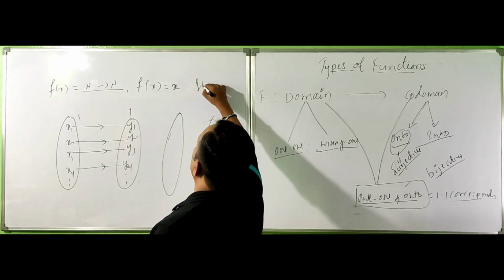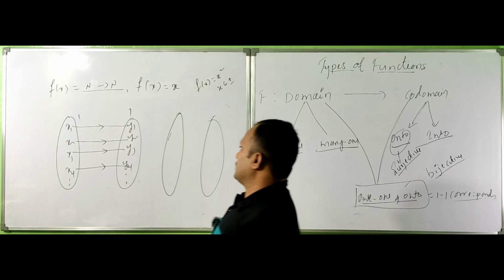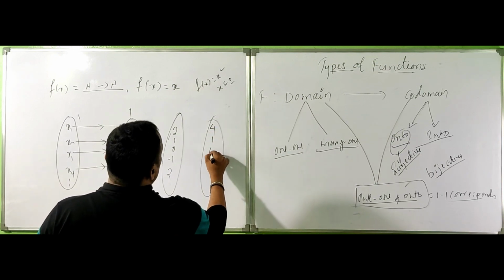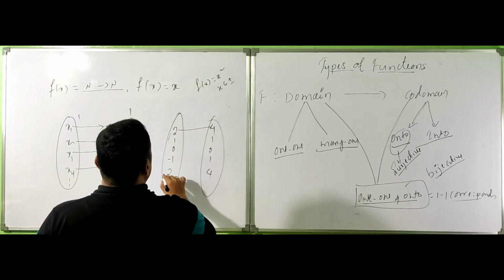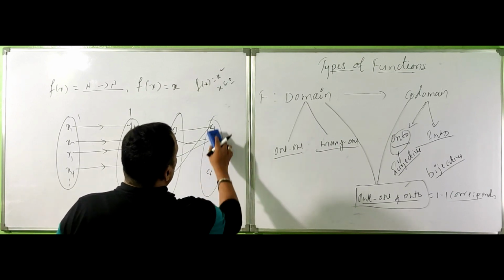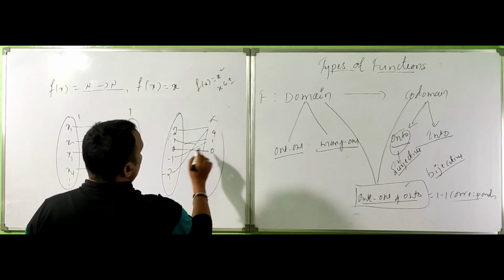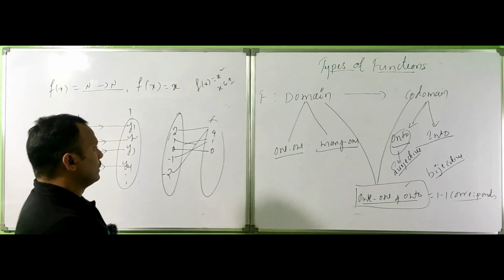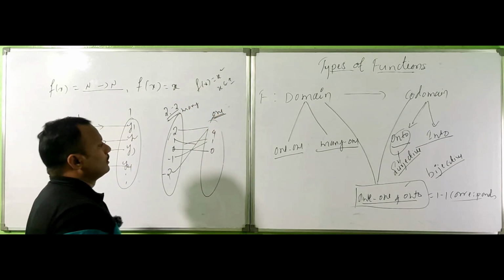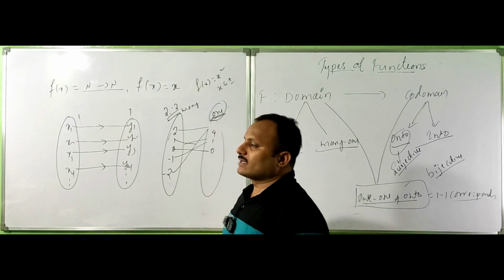Let's see many-one. Let's take f of x equal to x squared, where x belongs to the integers, positive or negative. For 2, 1, 0, minus 1, minus 2, we get 4, 1, 0, 1, 4. The same values come out, so two elements map to a single element. 2 and minus 2 both map to 4. Many means more than one element mapping to a single element in the codomain. This is called many-one.